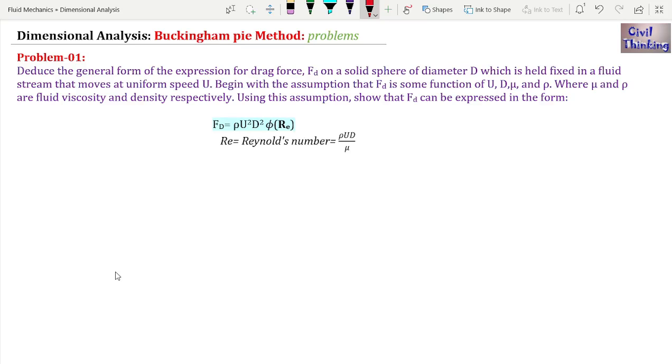Welcome to Fluid Mechanics lectures by Civil Thinking, and today we are going to solve a problem on dimensional analysis. The method is Buckingham's pi method. Okay, now the problem is on your screen.